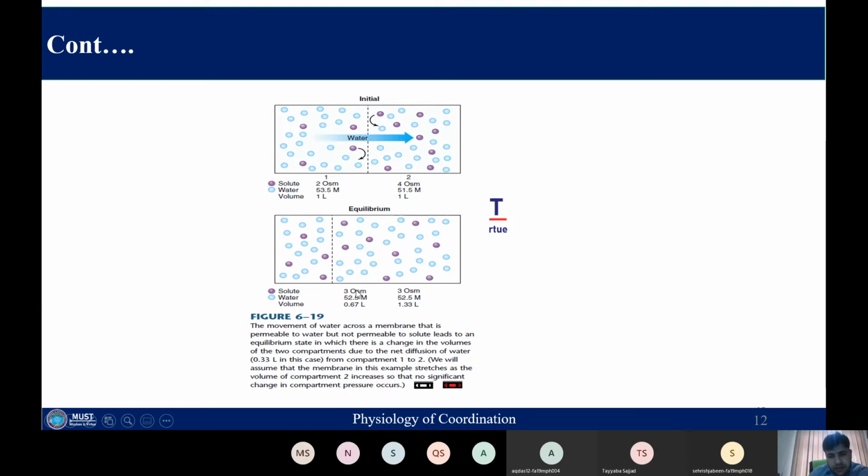Now the solute concentration will be at equilibrium. The solute concentration will be the same in both compartments. It will be 3 osmol per liter. The water concentration will again be the same in both compartments, but the volumes of the two compartments will be different.